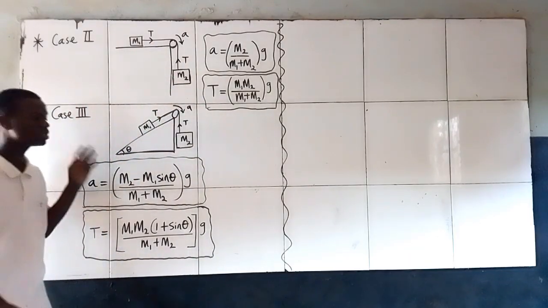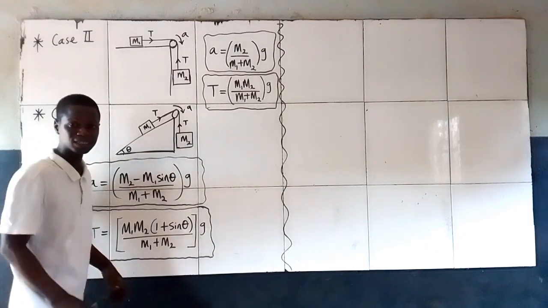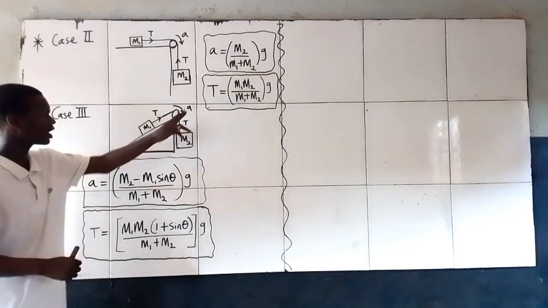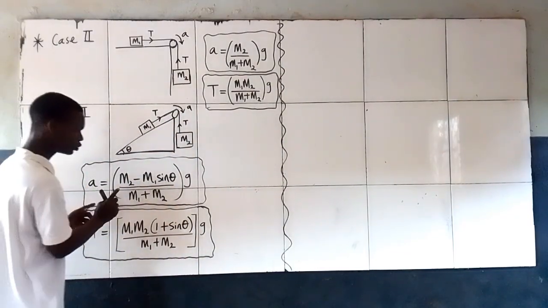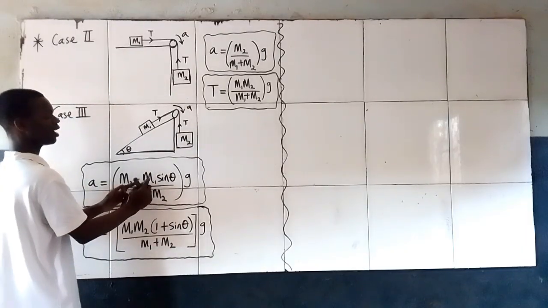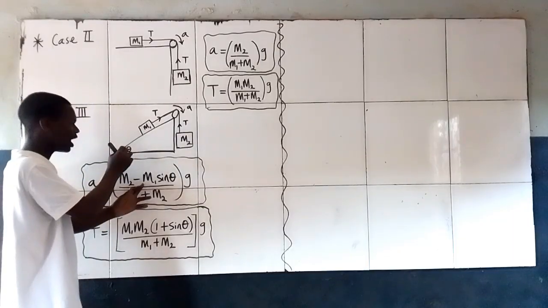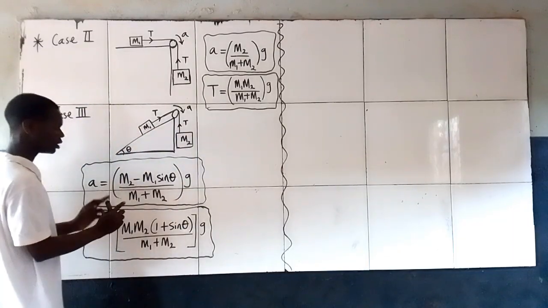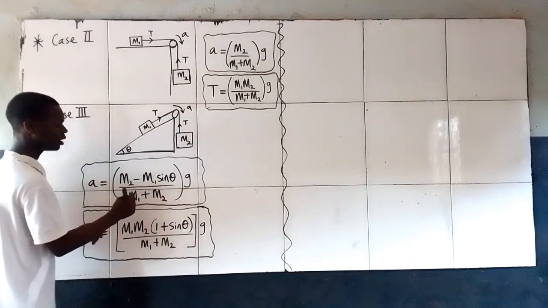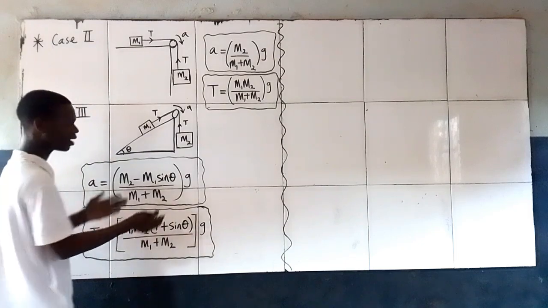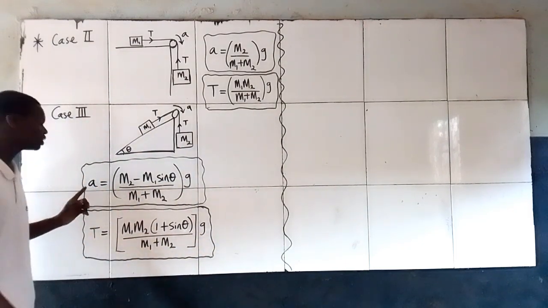Now for case 3, lastly, one body is on an inclined plane, the other body is hanging vertically. So what is the formula to get your acceleration and your tension? For acceleration, this is the formula to use: M2 minus M1 sine theta, because it is M1 that is on the inclined plane, so the angle theta will have to affect M1. I repeat, M2 minus M1 sine theta, over M1 plus M2 as usual. The resultant of what you get here, times gravity, will give you the acceleration.